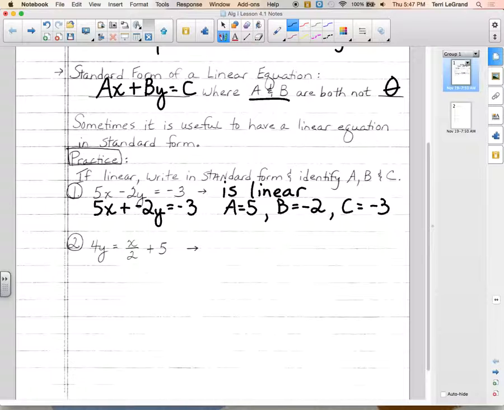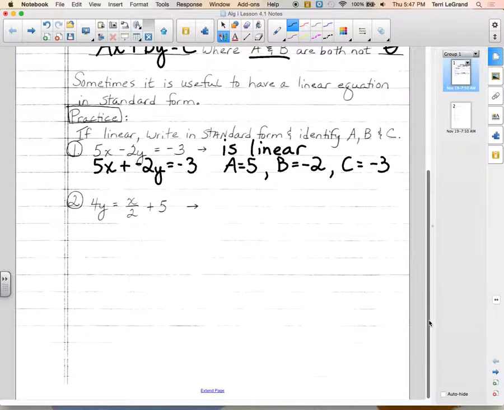Okay, let's go on to number 2. We decide if 4y equals x over 2 plus 5 is linear or not. Well, does it pass all the tests? X and y, are they both to the power of 1? Again, this is y to the first power. X is to the first power, so it passes that test.